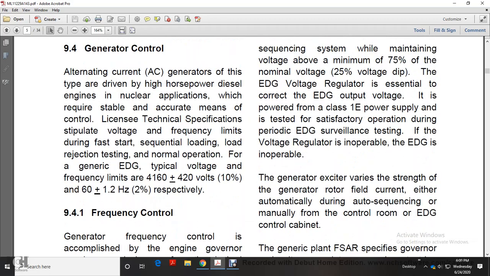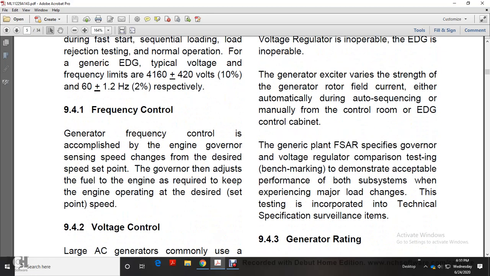9.4 Generator control. AC generators of the type driven by a high horsepower diesel engine in a nuclear application require a reliable, stable, accurate means of control. Licensed technical specifications stipulate voltage and frequency limits during fast starting, subsequent loading of the load sequencer, load rejection, testing, and normal operation for a generic EDG. Typical voltage and frequency limits are 4160 volts plus or minus 420 volts, or 10%, and 60 hertz plus or minus 1.2 hertz, or 2%, respectively.